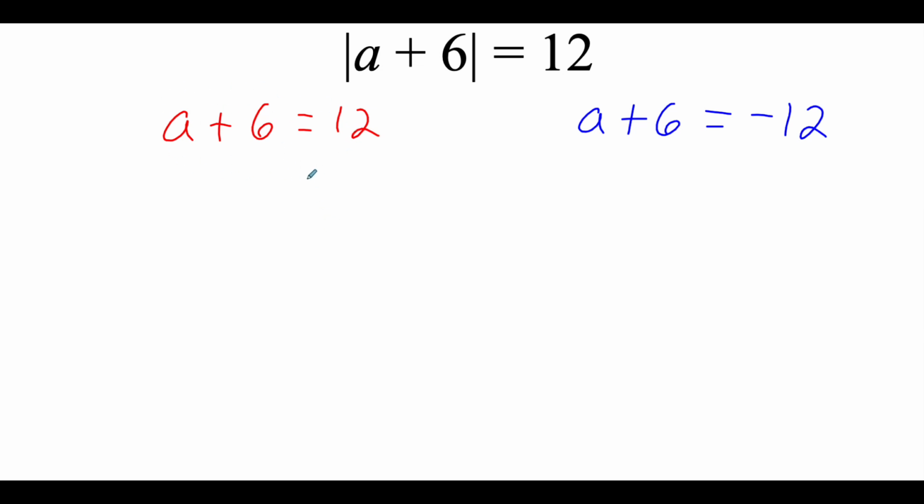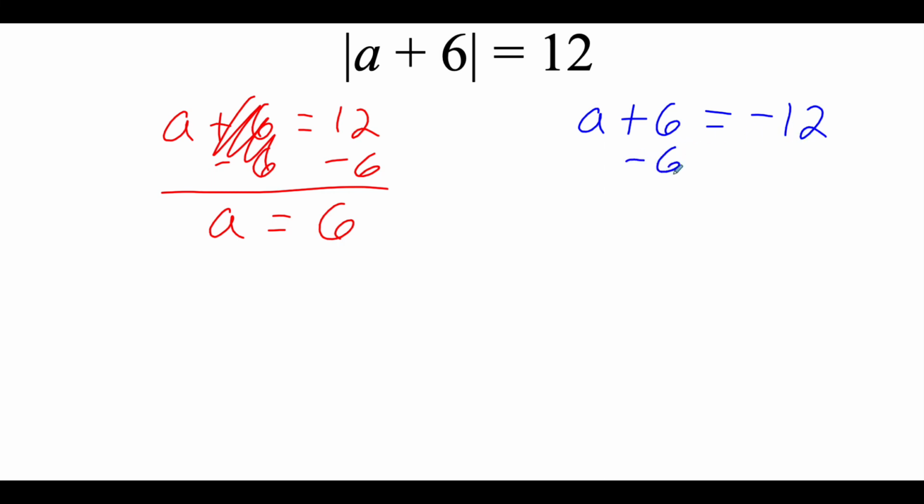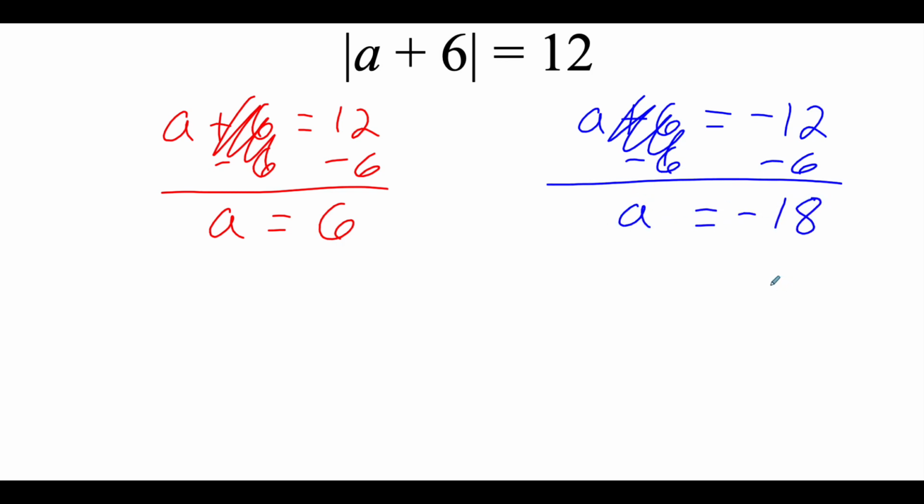Solving this equation in red, to get rid of the plus 6, we're going to have to subtract 6 on each side to get that to cancel out. So we're going to get a equals 6 as our first answer. And in our second equation, this blue one, a plus 6 equals negative 12, if we subtract that 6 over to the right-hand side to get it to cancel out, we should get a equals negative 18. So the two answers are a equals 6 and a equals negative 18.